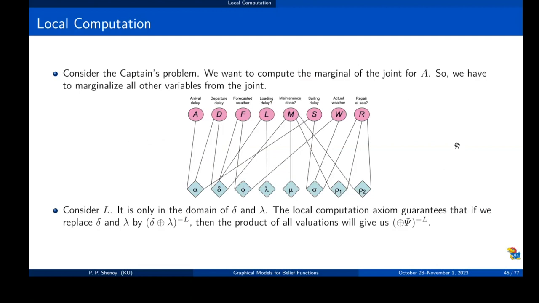Now look at L. Suppose I decide to remove L first. I'll tell you why later, but you can do anything actually. It doesn't matter; we get the same answer. L is only in the domain of delta and lambda. So if I want to remove L for my local computation axiom, I combine delta and lambda and remove L from it. My model has changed now. If I combine this with all the others, which I didn't change, I will get the marginal. This follows from the local computation axiom, because L is only in delta and lambda. L is not in the other variables.